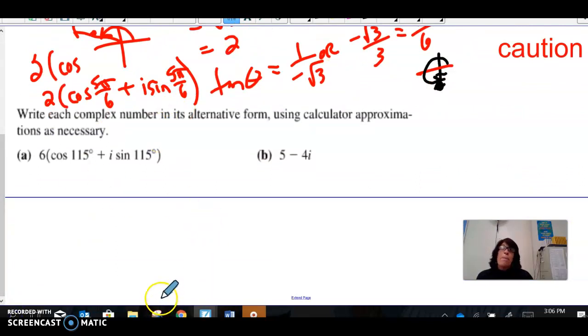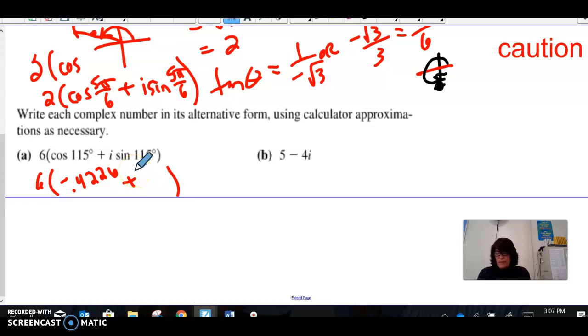Now, here, I'm not so lucky. I don't have those nice numbers. Cosine of 115 degrees? Not sure. Okay, so they're saying that we can use a calculator approximation. So let's go to our calculator and take the cosine of 115 degrees. I got negative 0.4226. I'm going to stop at 4 decimal places, and in your homework in Schoology, I asked you to stop at that as well. Sine of 115 degrees.